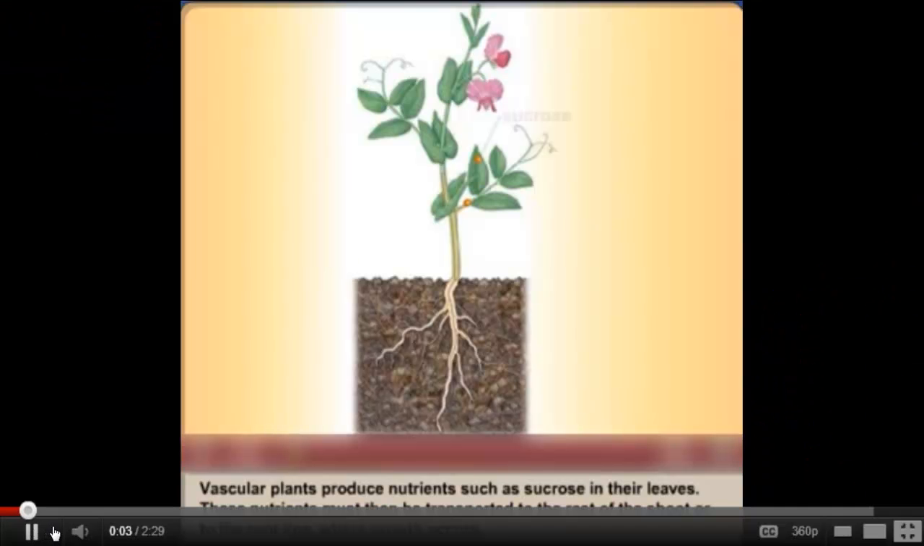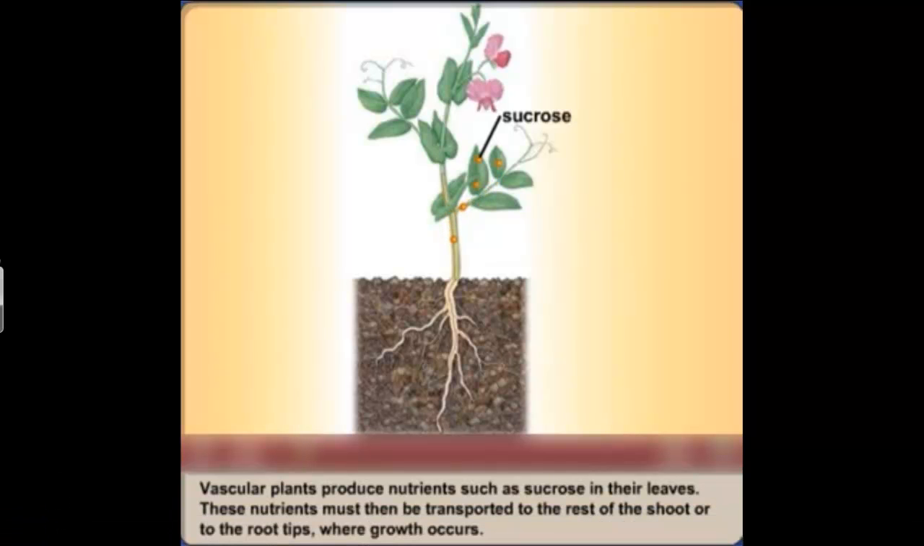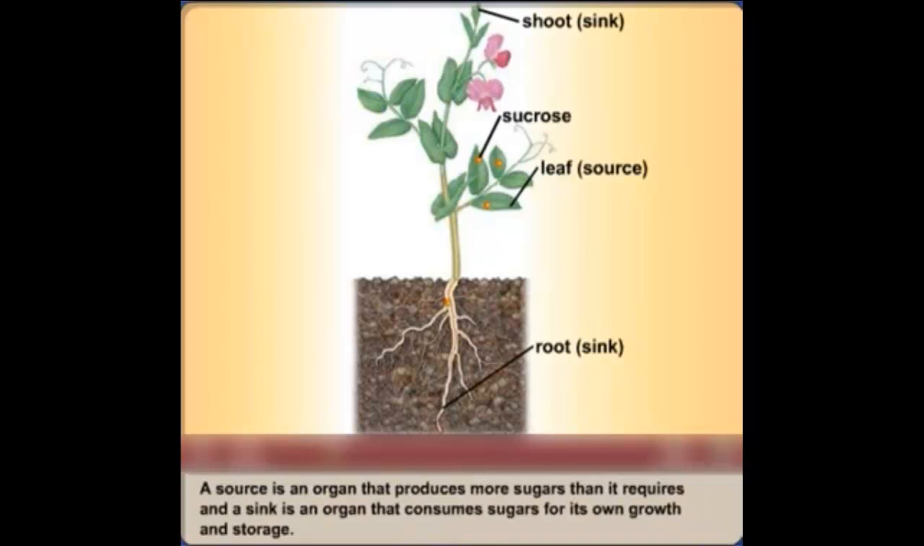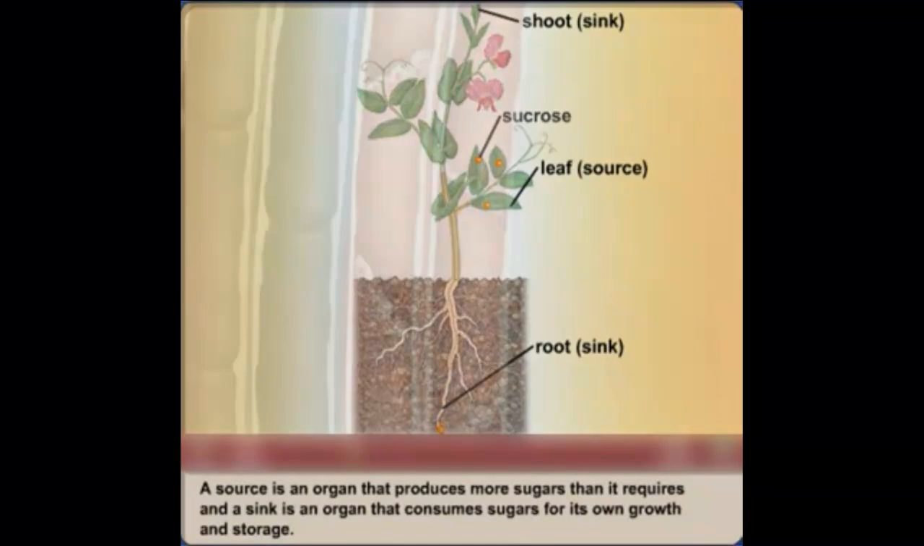Plants make nutrients such as sucrose in their leaves. These nutrients must then be transported to the rest of the shoot or to the root tips where growth occurs. The leaves are referred to as the source, and the shoot and root tips are referred to as the sink. A source is an organ that produces more sugars than it requires, and a sink is an organ that consumes sugars for its own growth and storage.